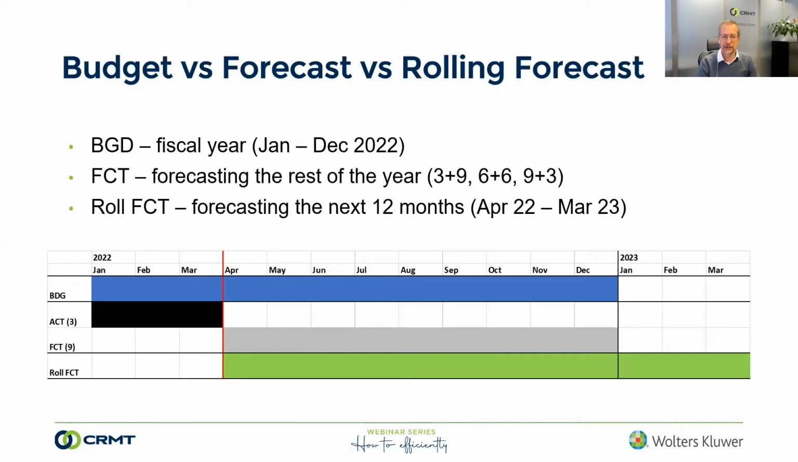Budgeting is usually presented in the blue line. Here in this example, we have a budget from January until December of 2022. And we have the actuals for the first 3 months, represented by the black color. Then we have a forecast until the end of the year, so 9 months from April until December. The forecast is presented in gray color. And then we have a rolling forecast for the next 12 months, presented with the green color here.